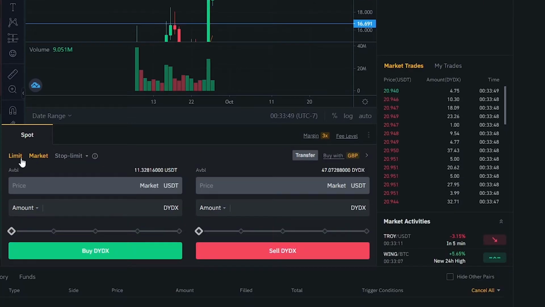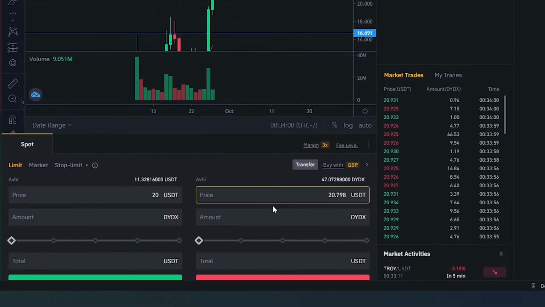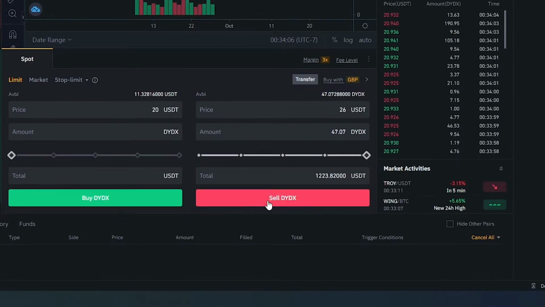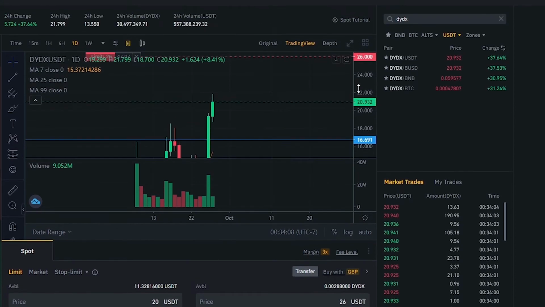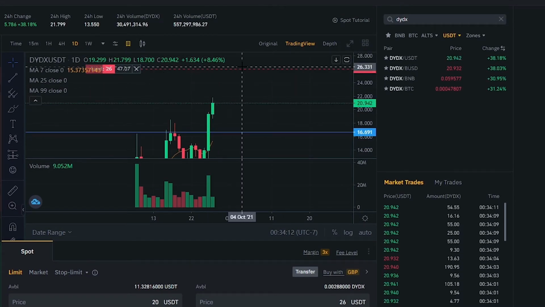So you could either limit sell it or you can market sell it. If you limit sell it, you get to set the price for where you want to sell it at. So basically it's like a take profit. So let's say I set the price to $26 up here. And I said I want to sell all my coins at 26 bucks. Click on sell. You can see that it's all the way up here.